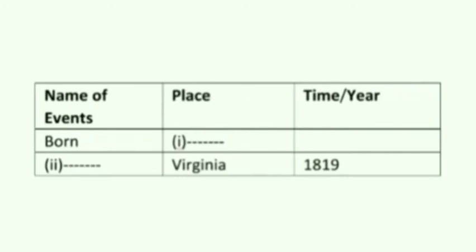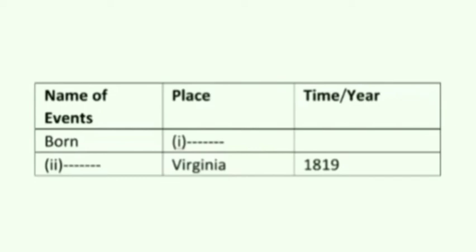First one, born. Who is the person? We know, Abraham Lincoln. So he was born. Here you have to write the name of the place. Where was he born? Who can say? Yes, you are right. Kentucky, the USA. You have to write this.